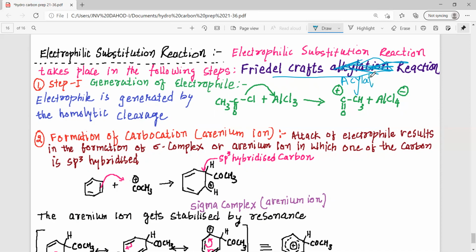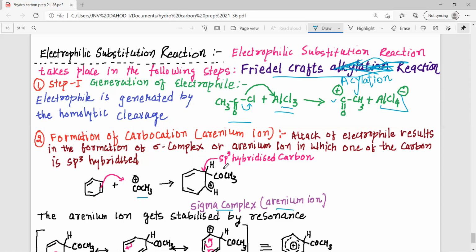You can see that. So when this Friedel-Crafts acylation takes place, the same way the mechanism we can explain that during the Friedel-Crafts acylation we have CH3COCl and AlCl3. My dear students, both the electrons of this bond go to Cl, so Cl becomes Cl minus. This Cl minus reacts with AlCl3 to produce AlCl4 minus, and we have CH3CO plus as an electrophile. This COCH3 plus attacks on the benzene ring to give us the sigma complex or arenium ion.